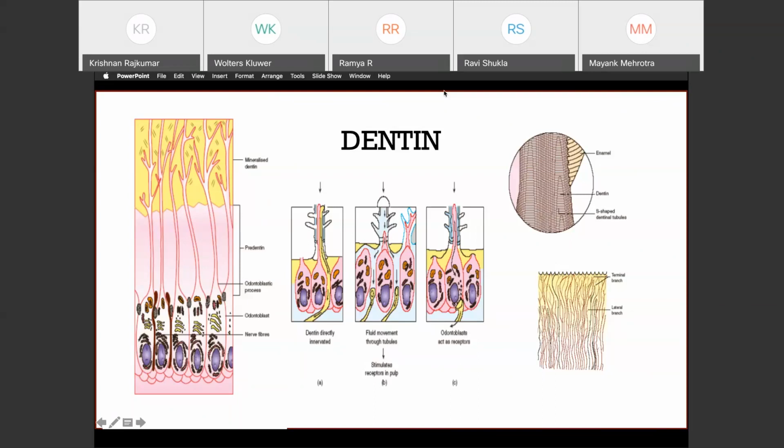So when you are doing a pulpotomy, when you are placing calcium hydroxide, you should understand what exactly you are doing. What is this calcium hydroxide going to do? How long should it be placed?